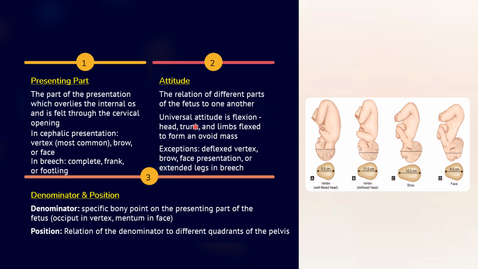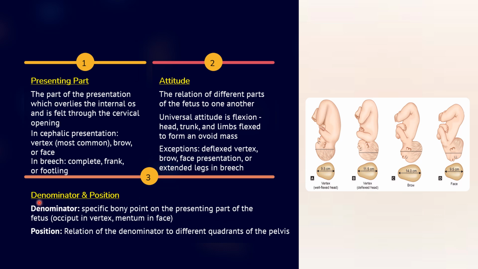Okay, and when do we call it exceptional? That is when it is a deflexed vertex, which is like this. The deflexed vertex is like this. The well flexed vertex is like this. Okay, and if it is a deflexed vertex, then the head is like this. Okay, and you find the brow, the brow face presentation also, and sometimes you can also feel extended legs in breech presentation. Okay, so this is the attitude.